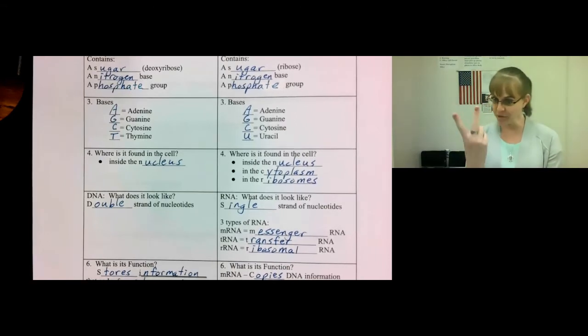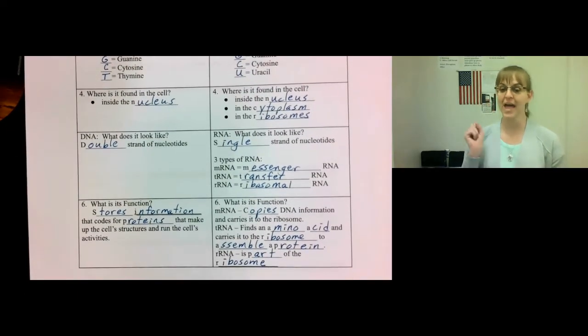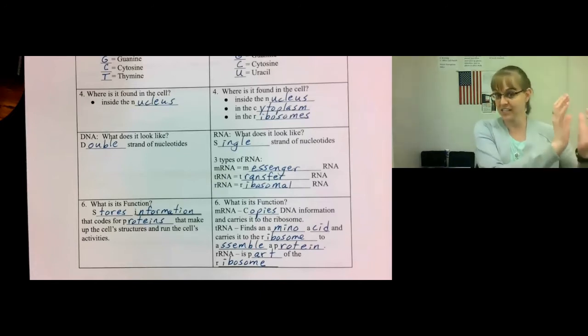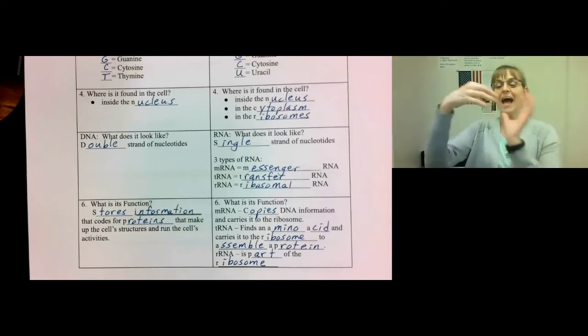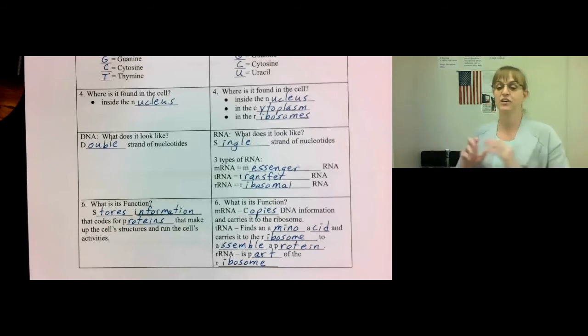Now, DNA is a double strand, a double helix, but RNA is a single strand. There's only one type of DNA for eukaryotic cells, but there are three types of RNA. They include mRNA, or messenger RNA, tRNA, or transfer RNA, and rRNA, or ribosomal RNA. The messenger RNA starts in the nucleus and comes out of the nucleus and goes to the ribosome. So that takes the message from the DNA to the ribosome.